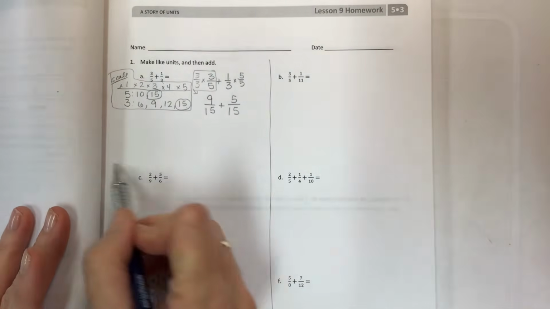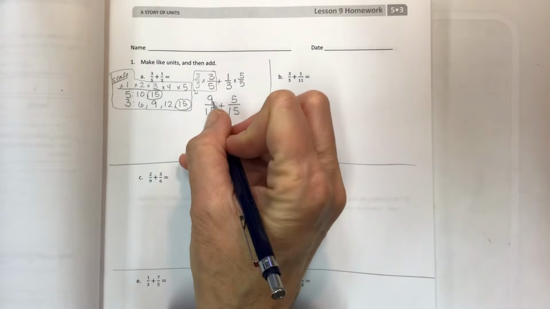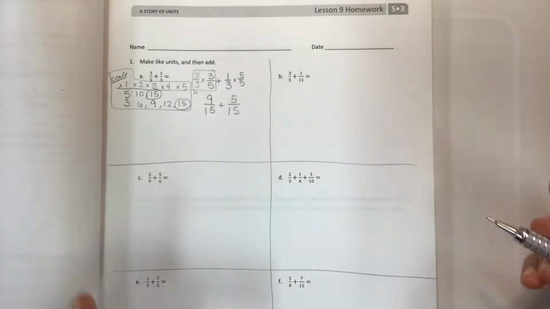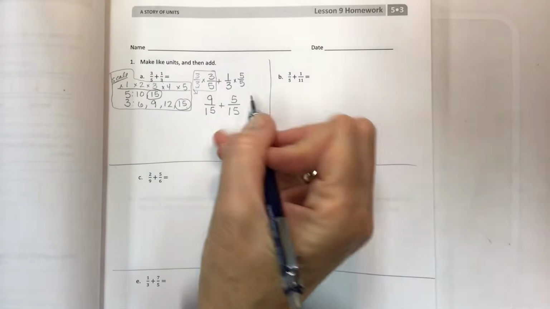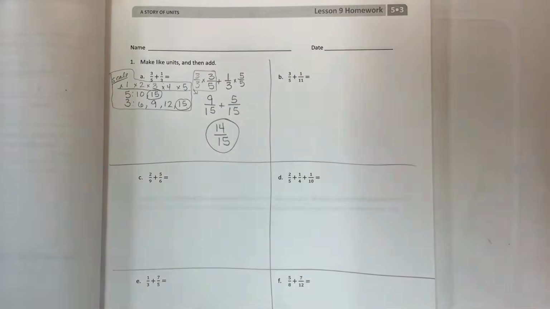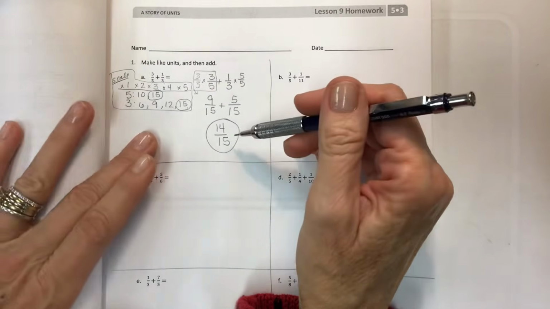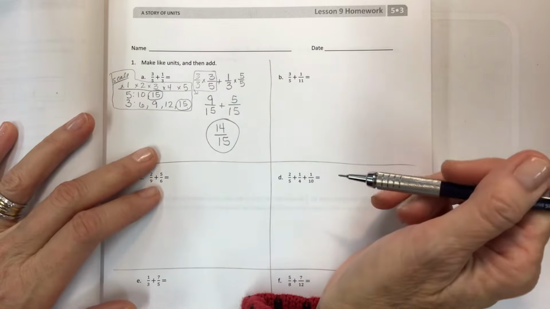Now I'm going to be working a lot of these problems downward, which is when you get into algebra, that's how your work should look. So I don't always go straight across anymore. 9 plus 5 is 14. And you end up with 14/15. Circle your answer if you didn't already and move on. Or check and make sure, go back and see what you did wrong.